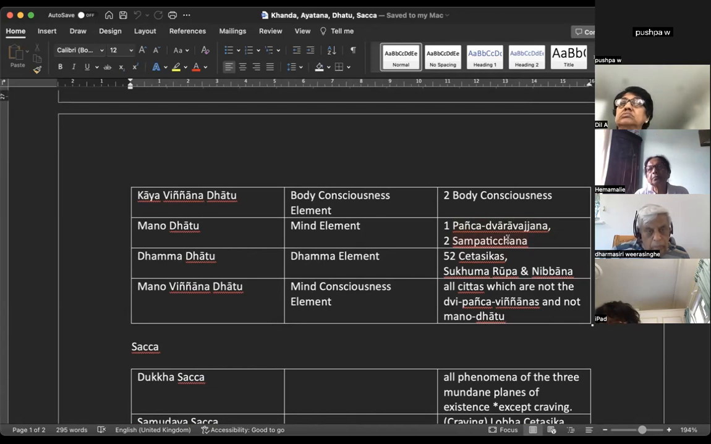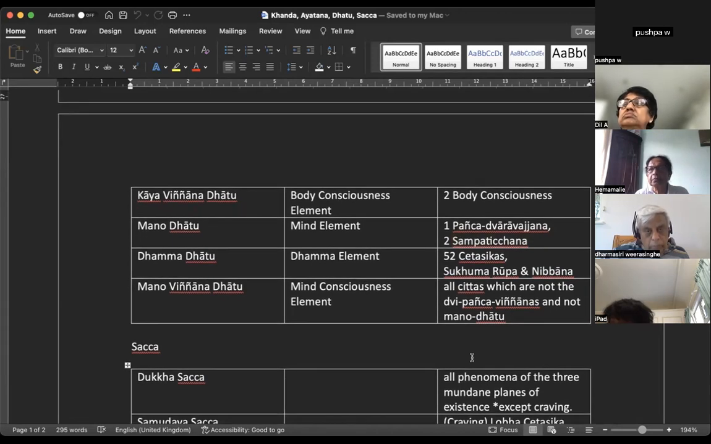Okay. So Mano Vinyana Dhatu, as the name says, is the mind consciousness element. It takes the heart base as base to arise entirely. Whereas Mano Dhatu, the mind, arises owing to the impingement that has occurred at one of the 5 sensory doors. 5, not 6. 5 sensory doors. Is that clear, Shiroma? Yes. And the Dhamma Dhatu in the middle is the 52 Chetasikas.